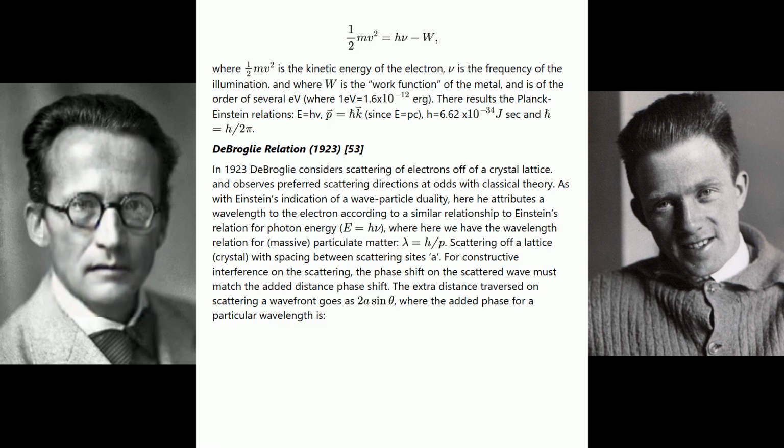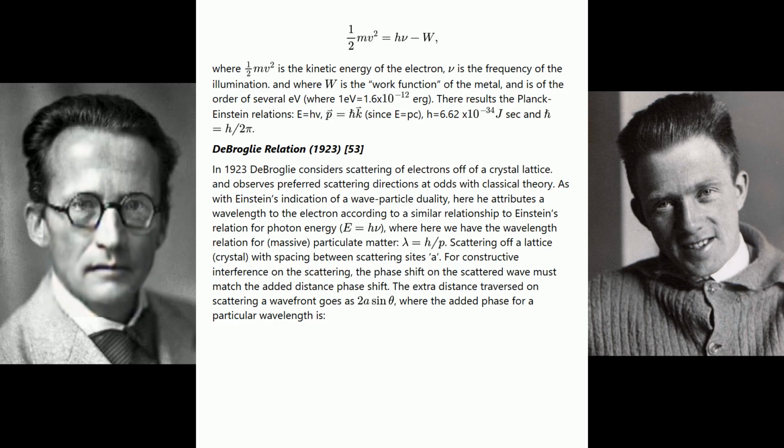See the next equation, where 1/2 mv² is the kinetic energy of the electron, nu is the frequency of the illumination, and where W is the work function of the metal, and is of the order of several eV, where 1 eV equals 1.6 × 10⁻¹² erg. There results the Planck-Einstein relations. E equals h nu, p vector equals h over 2 pi k vector, since E equals pc. h equals 6.62 × 10⁻³⁴ J·s and h-bar equals h over 2 pi.